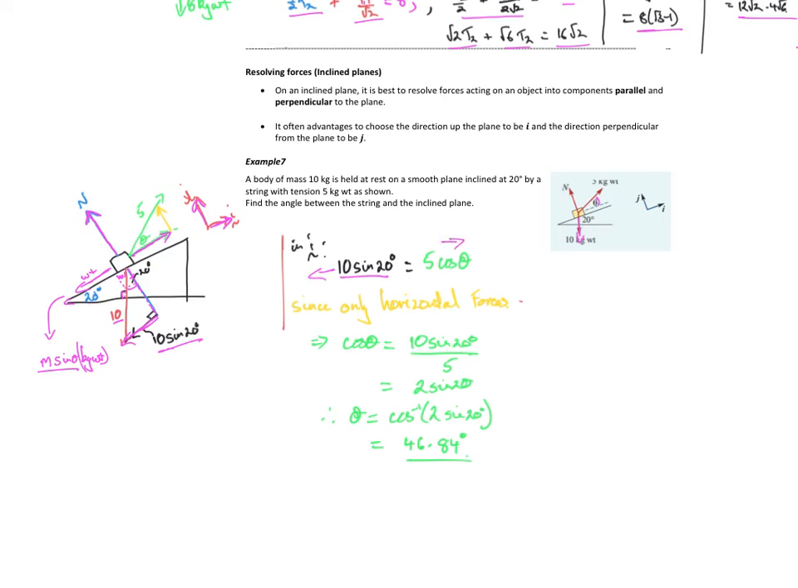So I've got acting down the plane is that 10 sine 20 degrees. Acting up the plane is just this component of the green force. That's the adjacent side, which is 5 cos theta, whatever the angle happens to be. Now, they're the only horizontal forces, or the forces acting parallel to the plane, that are in place, so they have to equal each other, which means that's enough information to find the angle. So if we just rearrange that, cos theta is equal to 10 sine 20 on 5, which is 2 sine 20, which turns out to be almost a 45 degree angle, a 46.84 degree angle.